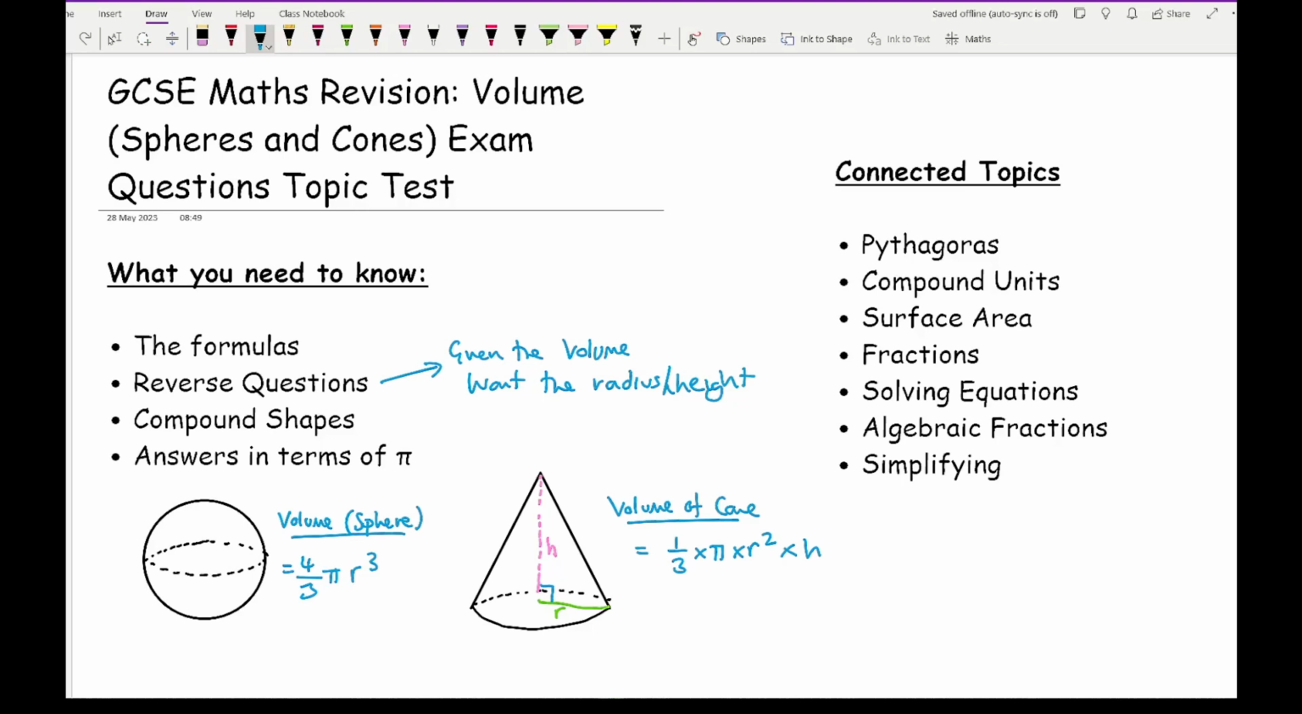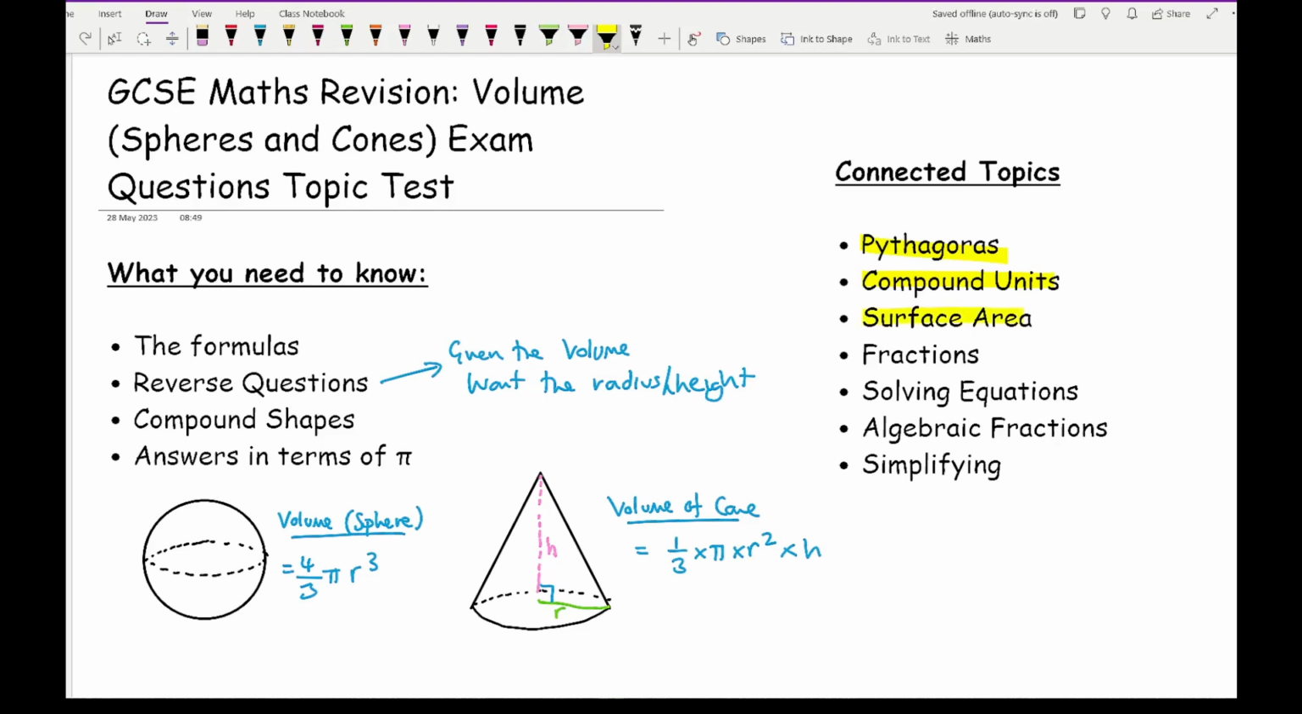Now this, once you've substituted the values in, will involve some algebra manipulation. Now the connected topics to volume of a sphere and cone include Pythagoras, they include compound units, so looking at force, density, etc. You're also looking at converting units as well. Sometimes your height might be given in meters, but the base might be in centimeters. So again, when working in the volume, you need to make sure that all the units are the same.